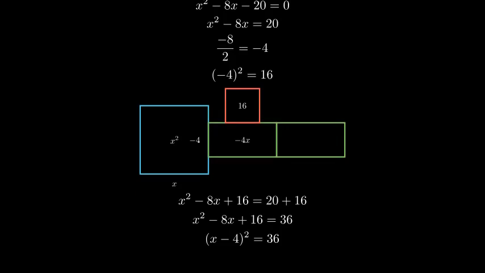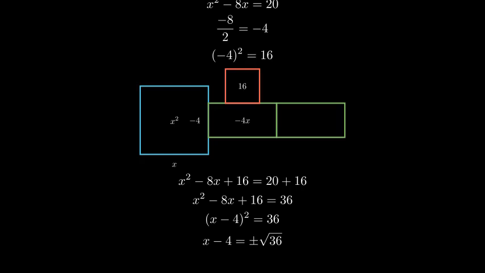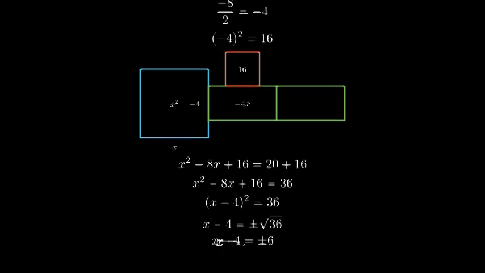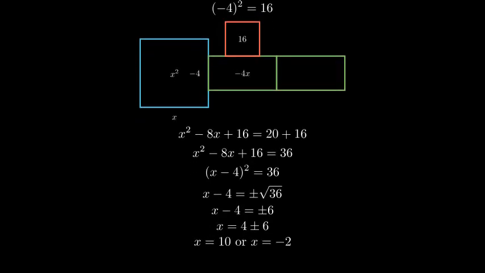To solve for x, we take the square root of both sides. Remember, when we take the square root, we get plus or minus 6. Therefore, x minus 4 equals plus or minus 6. Finally, add 4 to both sides to isolate x. This gives us x equals 10 or negative 2.